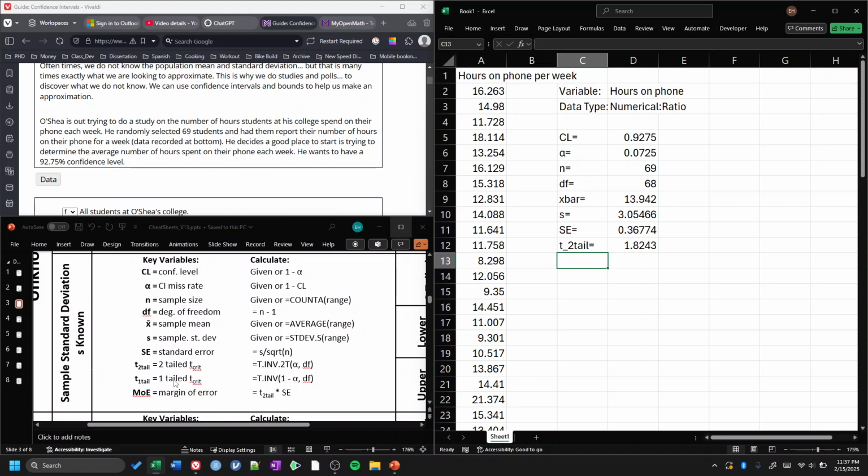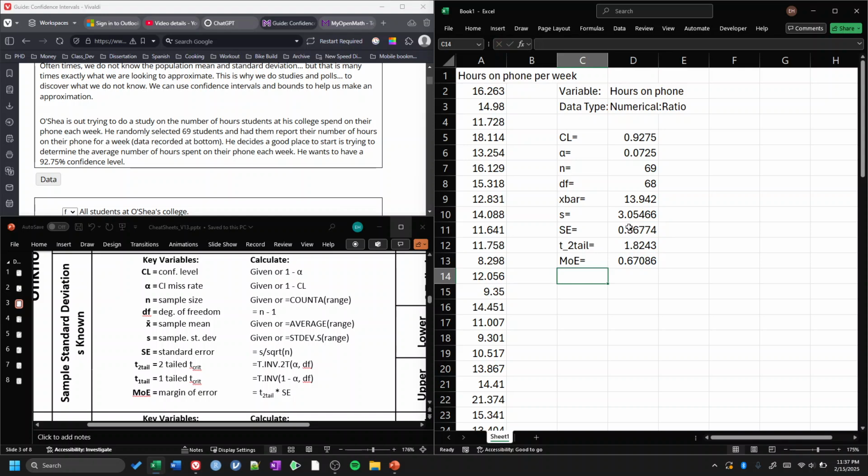The last one that we have here is the margin of error, and we only need the margin of error when we are doing a two-tailed confidence interval. And it's very simple. It's just the two-tailed t-value times the standard error. So we'll just hit equals two-tails times the standard error, and we'll hit enter.